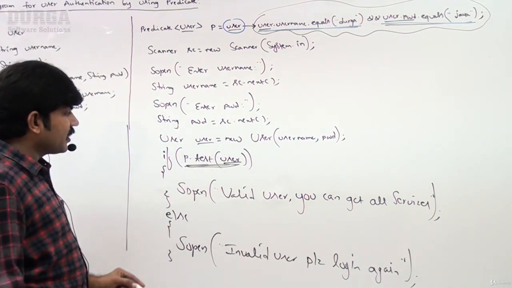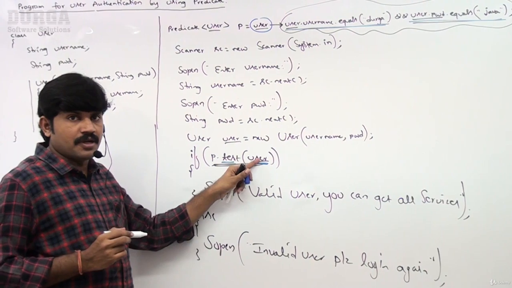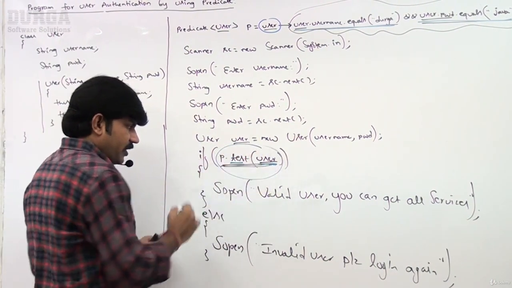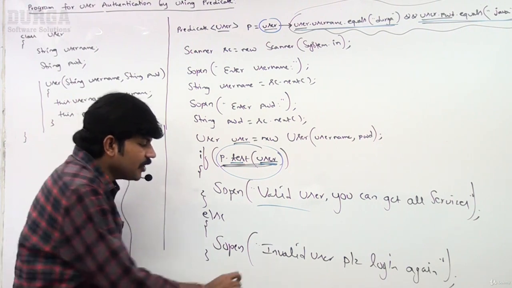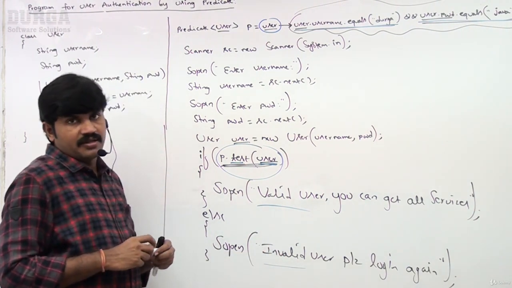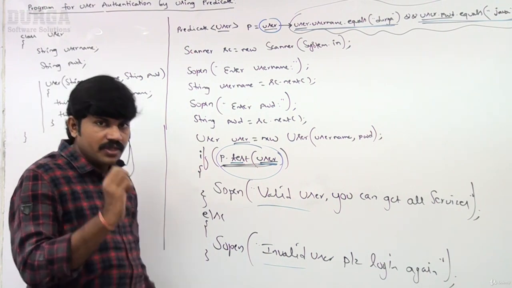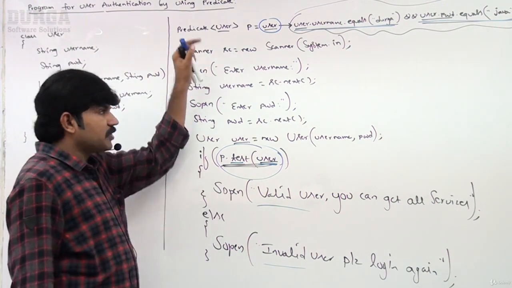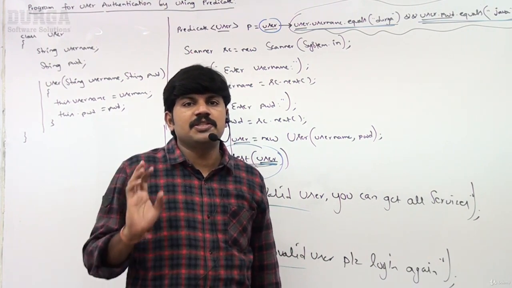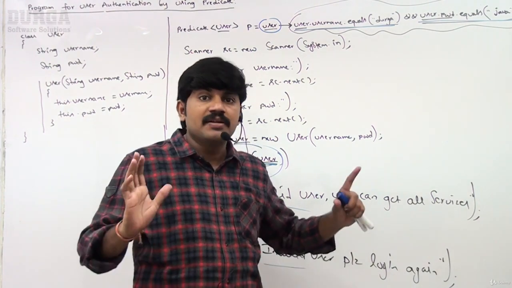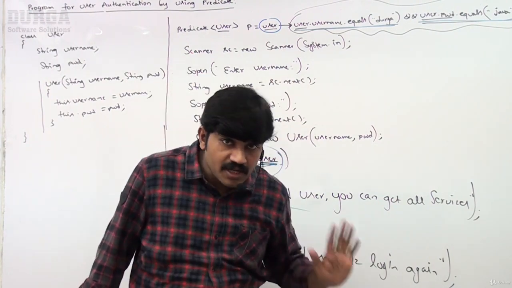Now it's very clear, sir. With predicate test, if you pass the user as the argument and this test returns true, then valid user, you can get all services, else invalid user, please log in again. The main important thing in this example is for which purpose I'm writing the predicate: just for authentication purpose, to check whether the username and password this person provided are valid or not. Everyone can understand, right?